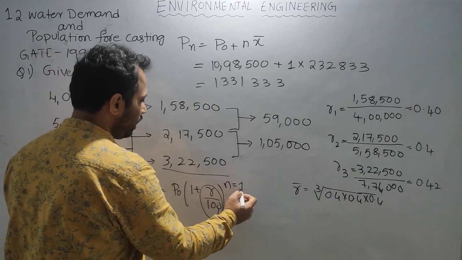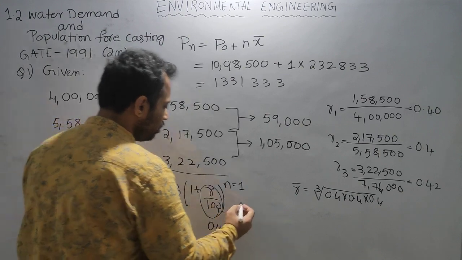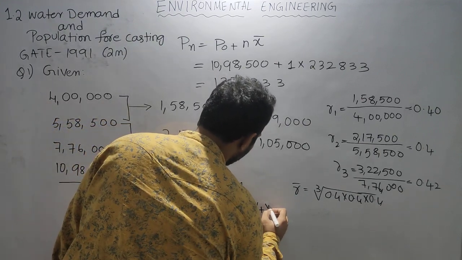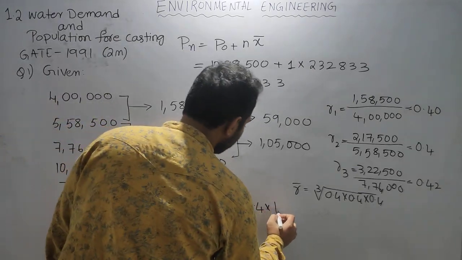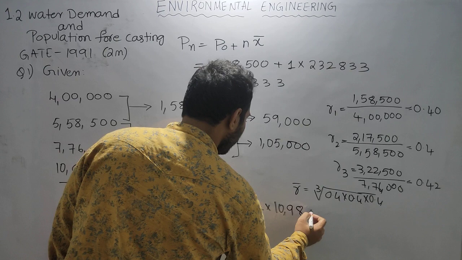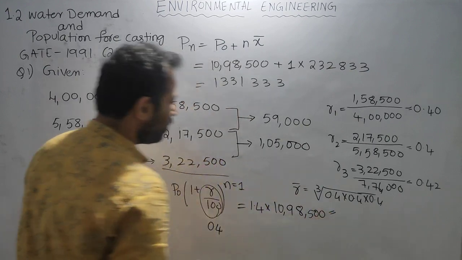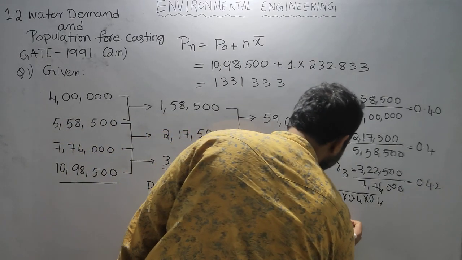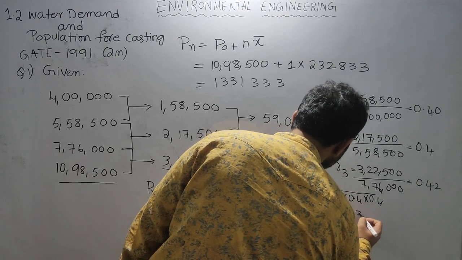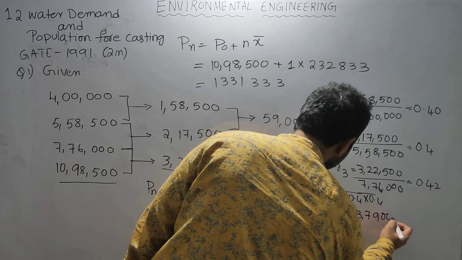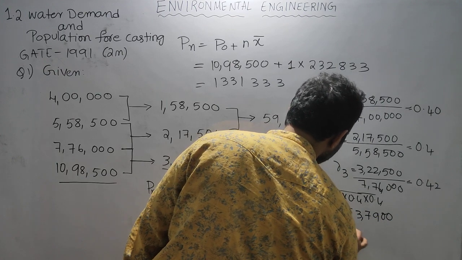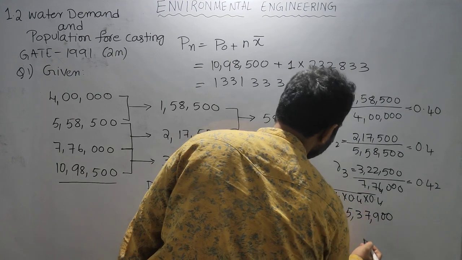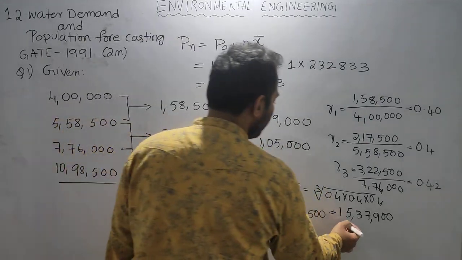This is 1. 1 decade means 1. So 1.4 into P naught. So 1.4 into P naught means what? 10,98,500. So how much it will be? So 1.4 into that is 1537900. So this is the population from the geometrical increase.